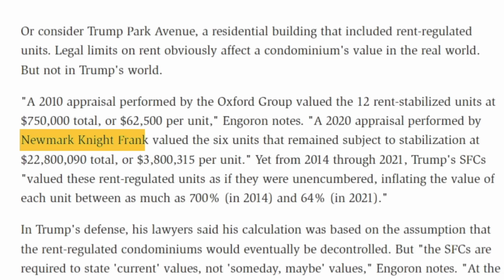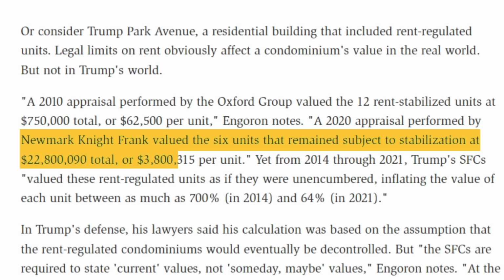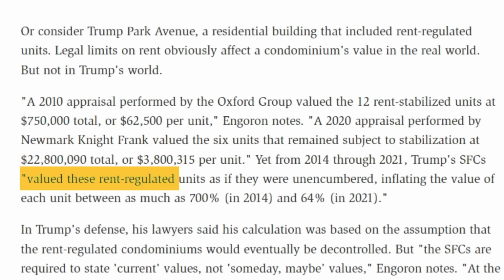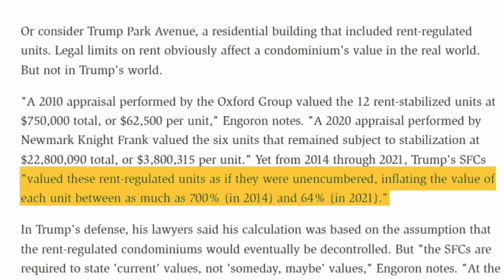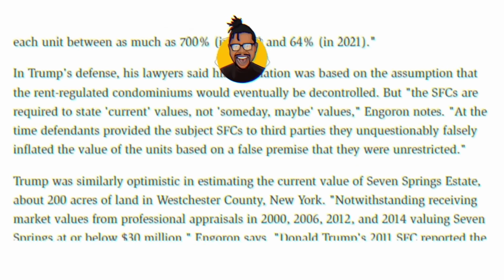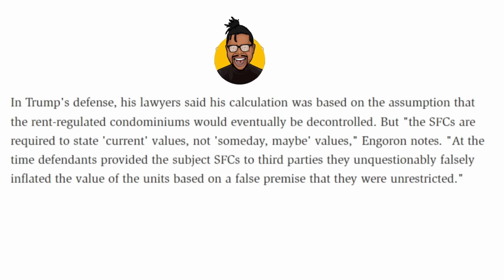Now, in that building, there were 6 other units that were not rent stabilized, and the Newmark Knight Frank company evaluated those units at $22.8 million in 2020, because obviously they weren't under the same restrictions as the rent-stabilized units. Since they weren't capped by law, the sky was the limit on how much you could sell these units for. Now, in the Trump Organization's statement of financial condition, they inflated the value of the 12 rent-stabilized units by 700%. Their reasoning was that the units could potentially be converted into units that were not capped by law. So because they could be valued at this higher amount, even though they're not valued at this higher amount now, they should be appraised at the higher amount.